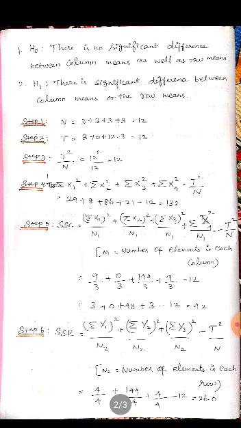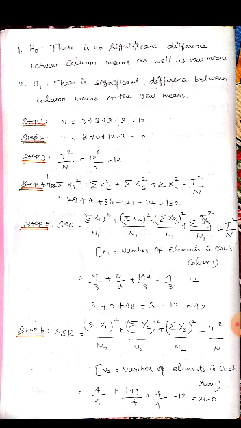Here we start with the hypothesis. The null hypothesis H naught: there is no significant difference between the columns as well as the rows, because it is a two-way classification problem. That's why there is no difference between the rows as well as the columns. The alternate hypothesis is the other one: there is a significant difference between the columns and also the rows.